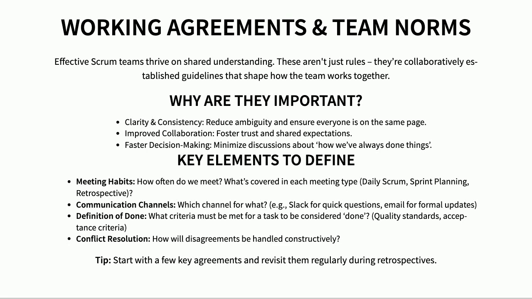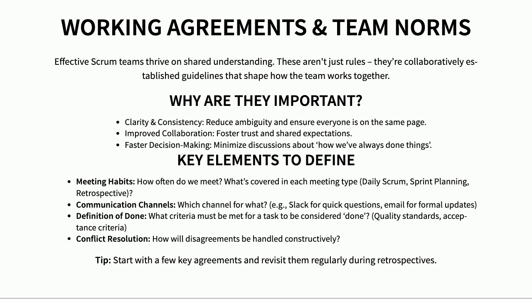Okay, let's talk about working agreements and team norms. Think of these as the unwritten rules that help your Scrum team function smoothly. They're not just arbitrary guidelines, they're things you agree on together. Why are they so important? Well, they bring clarity and consistency to how you work, which means less confusion and more efficient collaboration. It also helps speed up decision-making because you don't get bogged down in debates about how we've always done things.